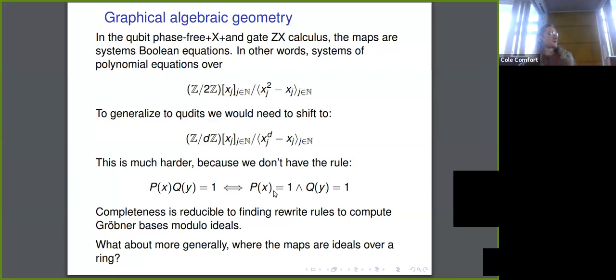Or more generally, could you have some sort of graphical algebraic geometry where the maps are, you know, maybe more general ideals over a ring, maybe nothing to do with finite fields. This would be really cool if somehow the ZH calculus maybe could shed some light on algebraic geometry.